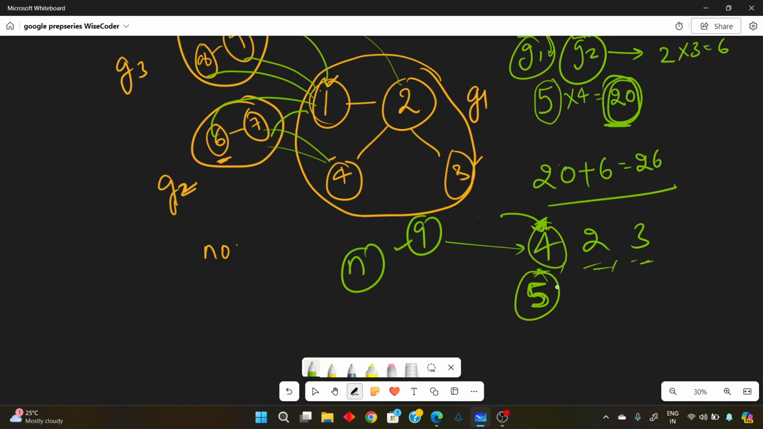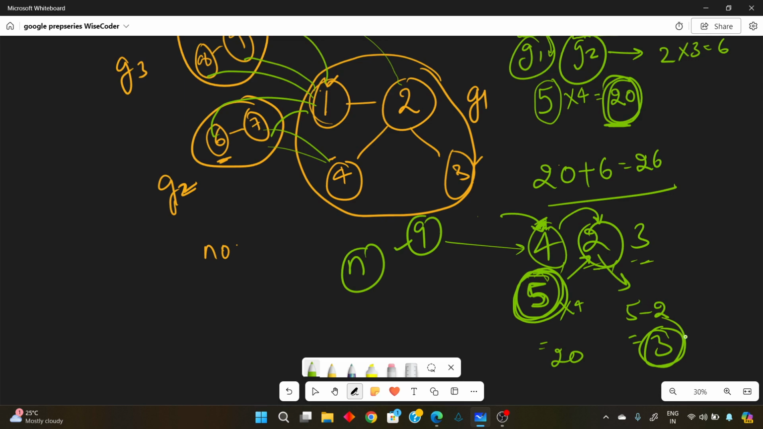How many people are in this group? 4. So 5 into 4 is 20 pairs I can form. When I go to the next group, how many unknown people are there? 5. So 2 I have to cover here. So it will be 5 minus 2, which is 3. So for this group, 3 unknown people are remaining, because 4 we already have matched with.